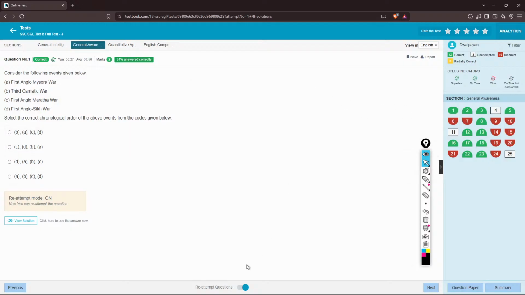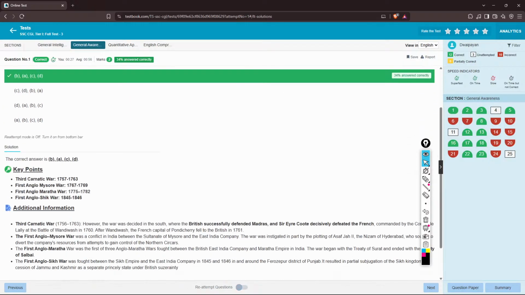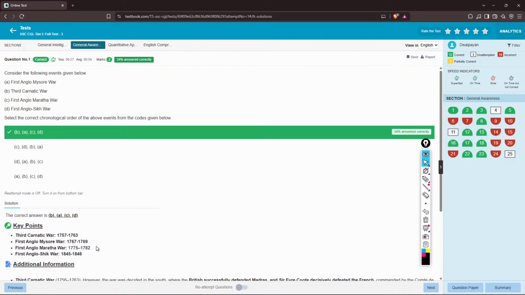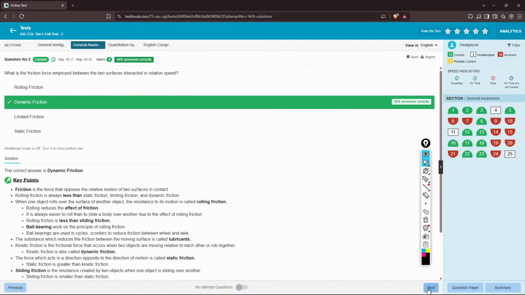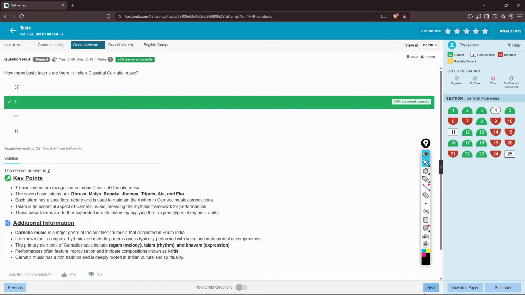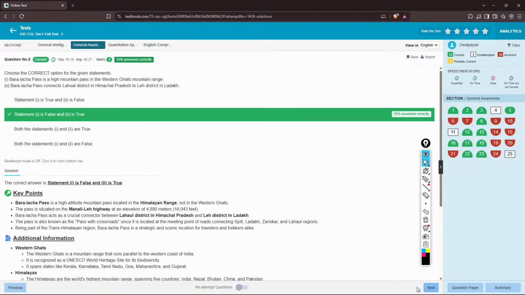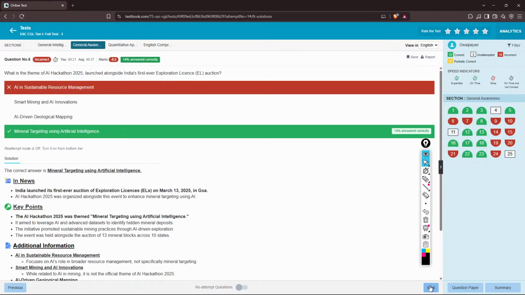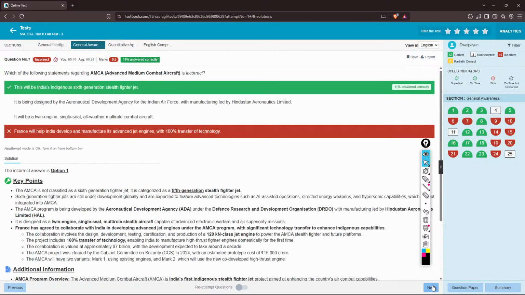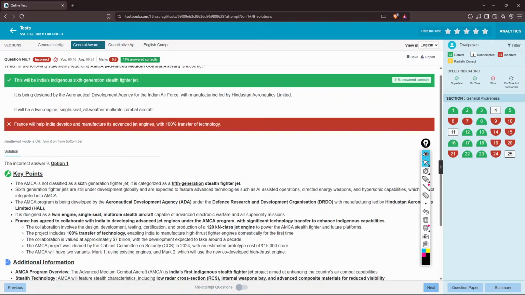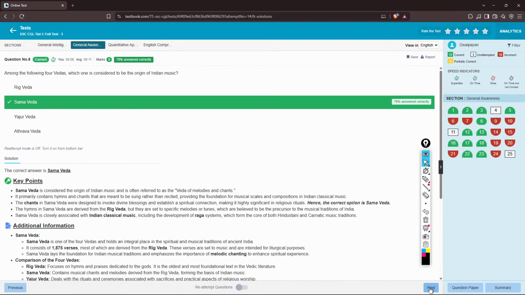Okay, there are many mistakes here, so we'll just go through them. Yes, the first one was the Carnatic War, then Anglo-Mysore, then Mysore, then Maratha, then Sikh. From the bottom to the top. Okay. This one was 7. Not the 7 ones I had in my mind, but all right. The next one is also true. Okay. Then mineral targeting using. Then it's not indigenous sixth. This is fifth generation.